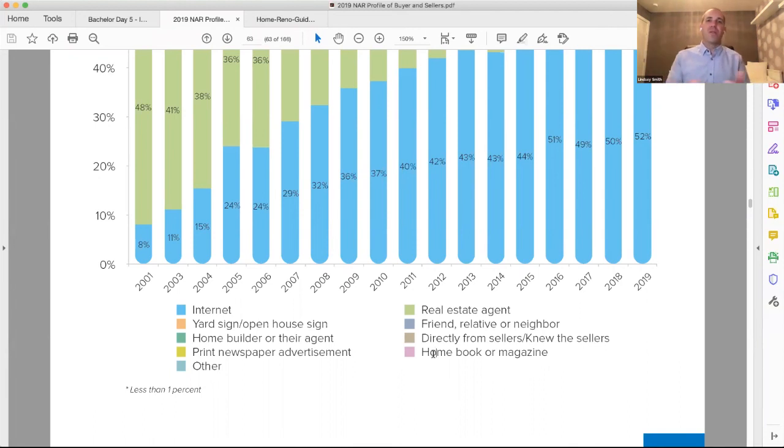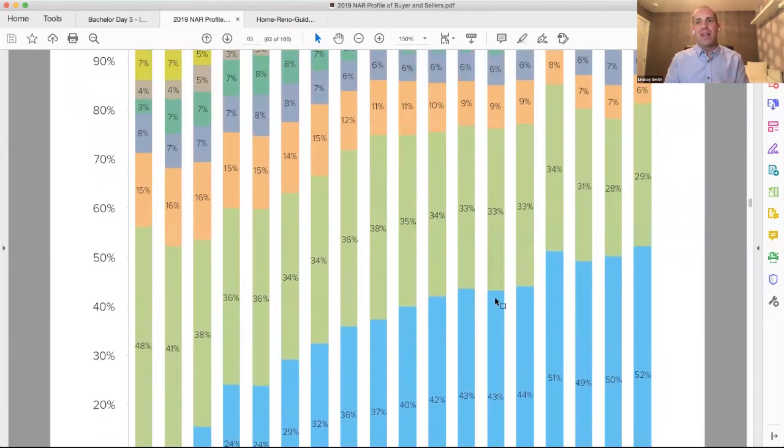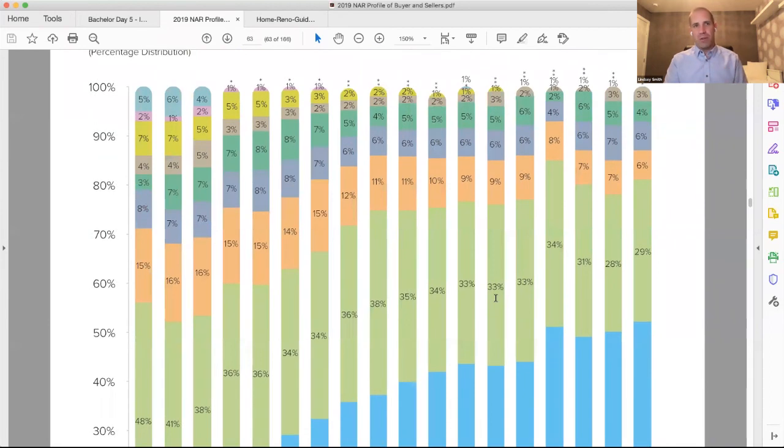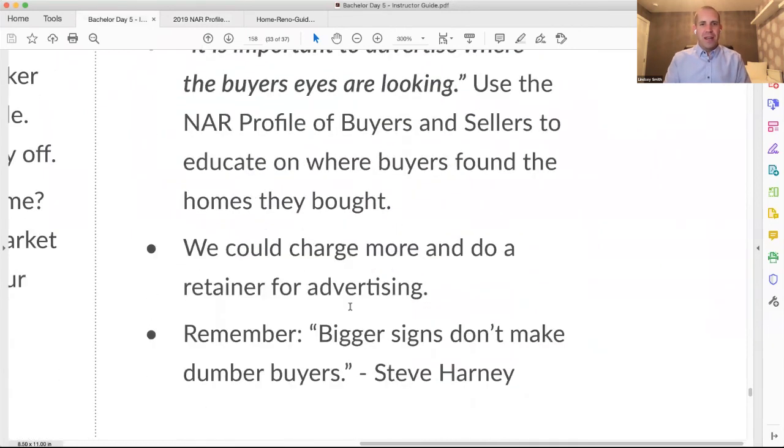Now, of course, if you are someone that does advertise those methods, then you can obviously bring that up and say, yes, I will. You may not show this data. In fact, you probably don't want to show this data, depending on your style of business. But just remember that these print media places are ineffective for actually getting a home sold, based on the research. All right, so it's important to advertise where the buyers are looking.